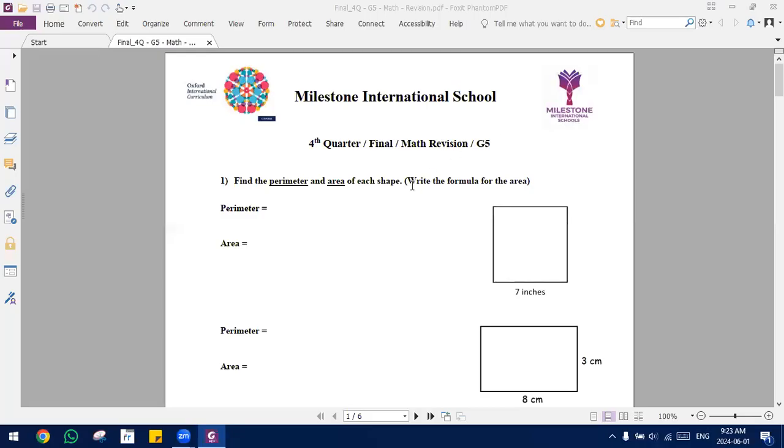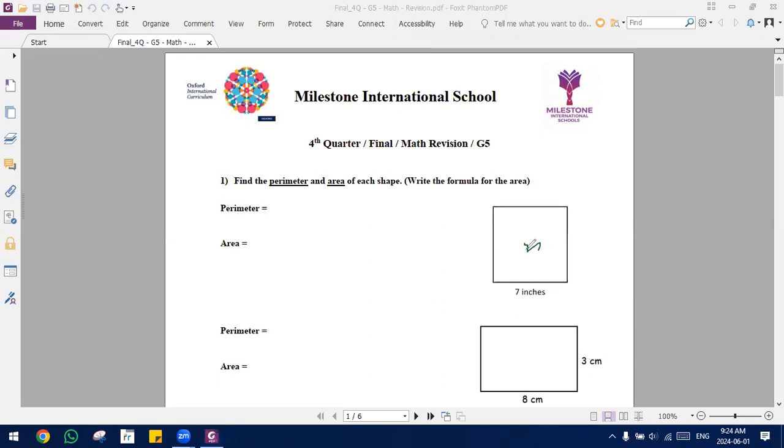Hi everyone. In this video, I will be solving the math revision for the final exam, grade 5. Question number 1, we have find the perimeter and area of each shape. And here it says write the formula for the area. Okay, so first of all, we start with this shape.